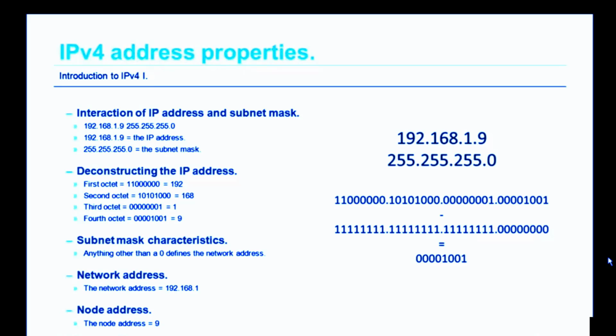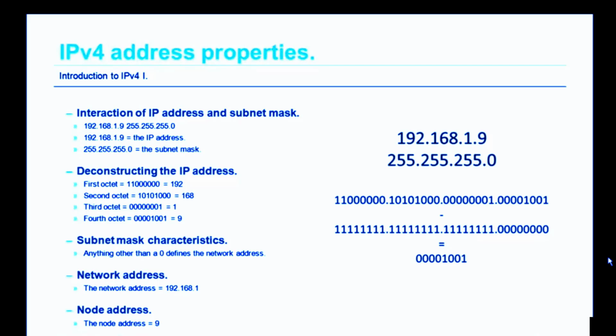That represents 255.255.255.0. Now, if we put the subnet mask under the representation of the IP address, anything that's not covered by a 1 in the subnet mask is a part of the host address. Everything that is covered by a 1 is the network address. So what we have for that IP address is that 192.168.1 is the network portion of the address, and the node portion of the address is the 9.